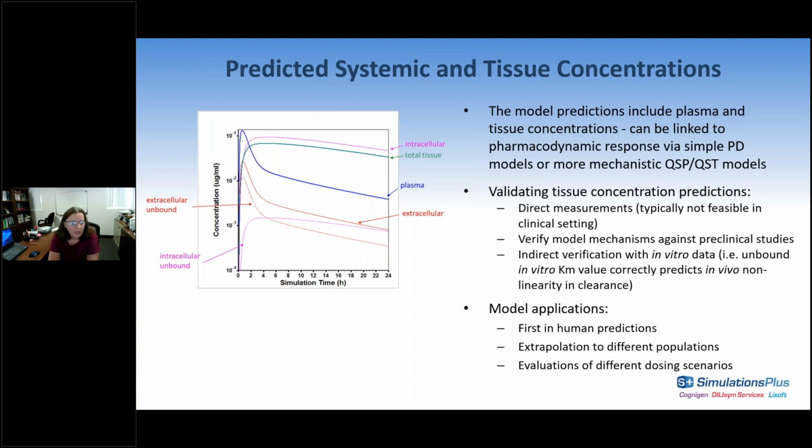So the model applications, of course, one of the big applications would be starting with the first in human predictions. And a lot of these discussions were in doing the predictions either from in silico data or from preclinical studies, doing those initial predictions of the concentrations for very early evaluations of the potential pharmacodynamic or pharmacological responses. But that's not where the utility of these models ends.